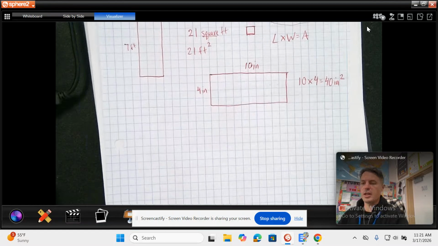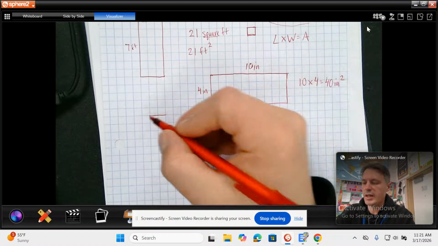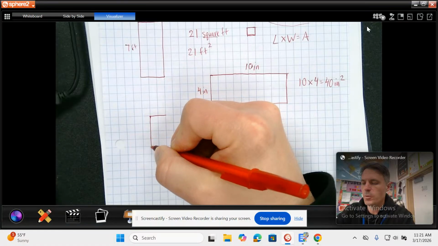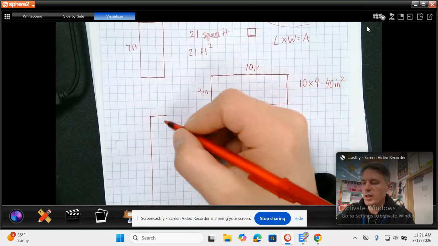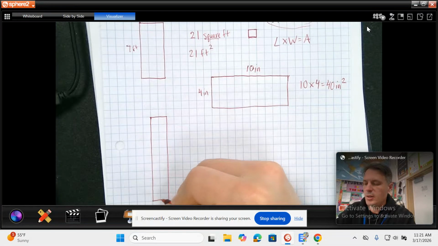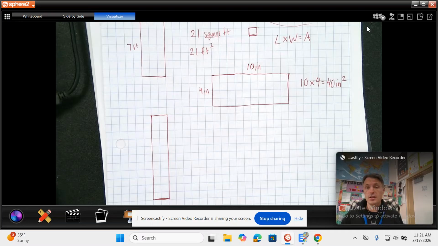Let's do one more example. Let's do this one. Let's make it only 2 units wide, and let's make it 11 units long. 1, 2, 3, 4, 5, 6, 7, 8, 9, 10, 11. Now we just have to finish off the rectangle by adding the other sides, and we have a rectangle.